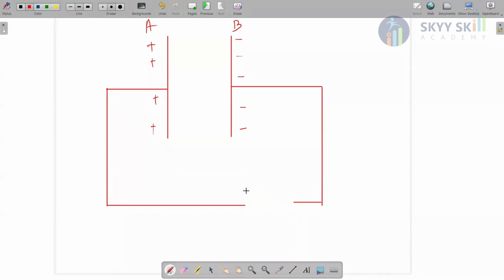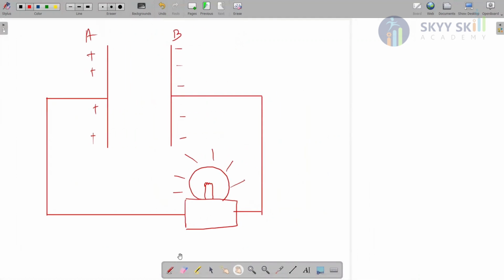Now, if we connect any load across these terminals, this bulb will glow for some time before complete discharge. So this is the working of a normal capacitor. Now, a capacitor has two formulas. I am leaving something out in the capacitor. You might be thinking, sir, there is something missing in the capacitor. Yes. So for that, let's see.